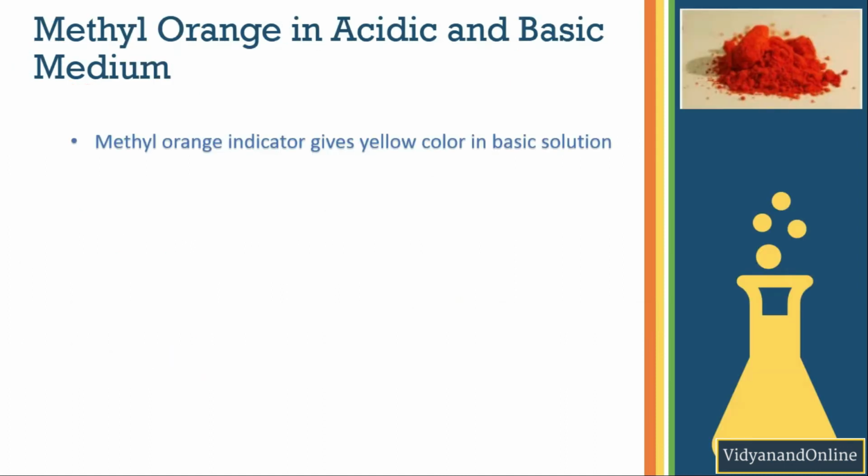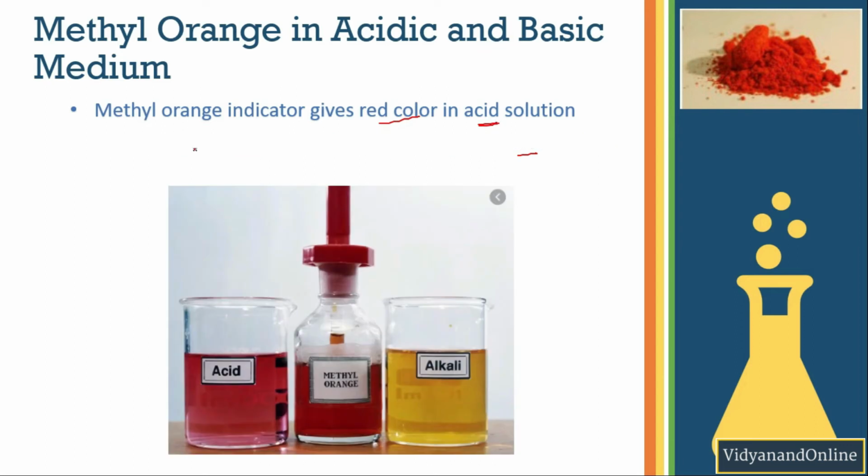So let us see what happens when you have methyl orange in acidic and basic medium. So methyl orange indicator gives yellow color in basic medium and it gives red color in acidic medium. So here if you see this is methyl orange, which is deep orange in color, and in acidic medium the color is changed to bright red, whereas in basic medium the color is changed to yellow. Okay, so this happens with methyl orange, it changes its color in both the mediums.